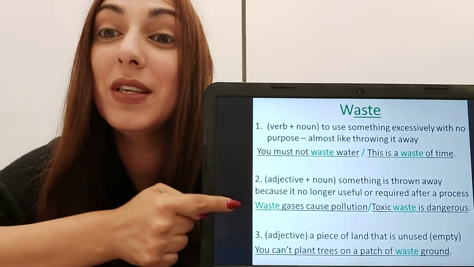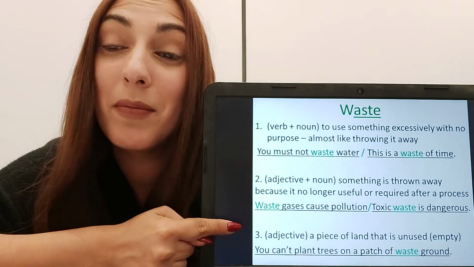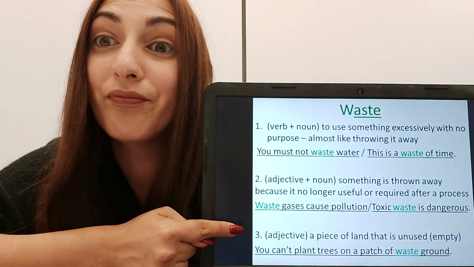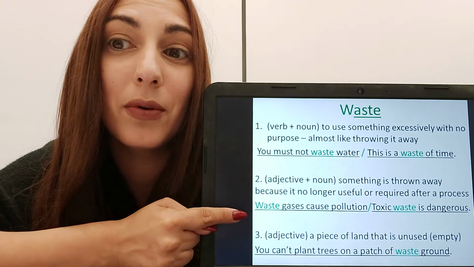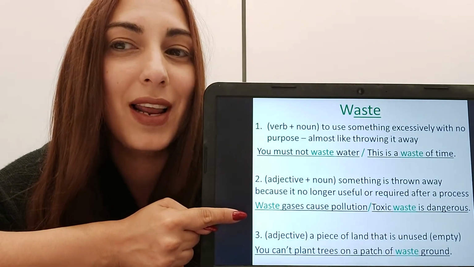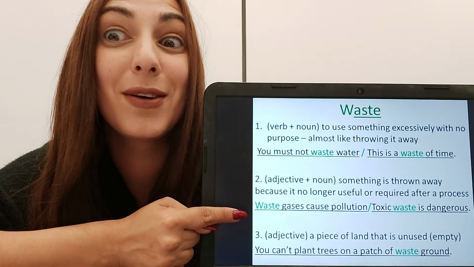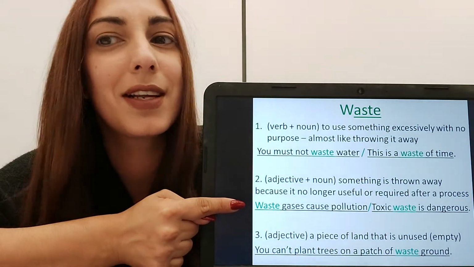But it can also mean something completely different. It can mean that land is unused, practically empty. So pause the video, read these examples, and you'll be able to clearly see the difference between the two waist words. Let's look at our next set of homophones.